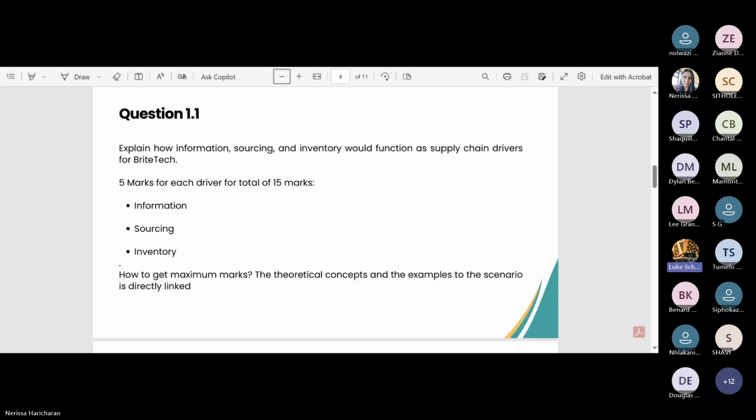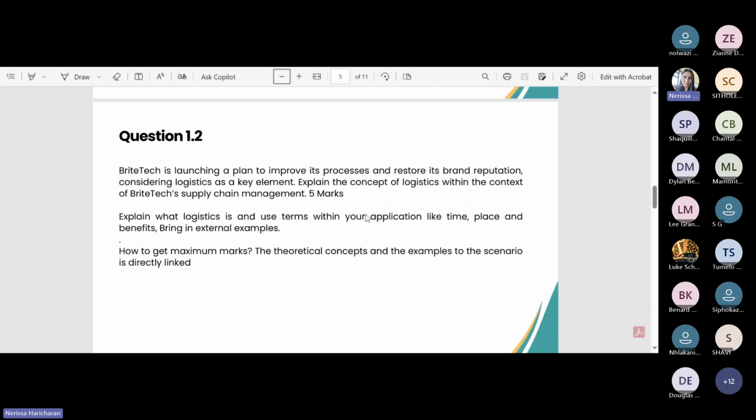Okay, and on this, ma'am, will it be 2 for theory and 3 for application, or the other way around? I would say 2 for theory and 3 for application. Okay, and 1.2, this is for 5 marks. And I would say the same thing, 2 for theory, 3 for application. Thanks, ma'am. Perfect.